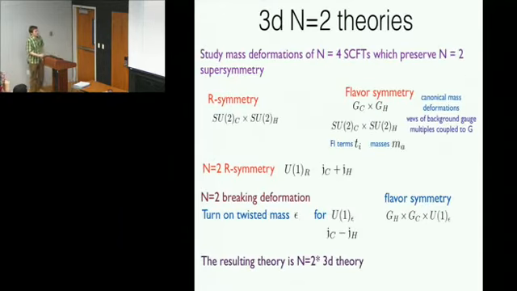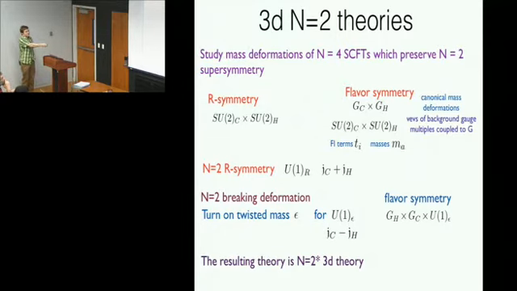So in 3 dimensions, we're going to study supersymmetric mass deformations of N=4 superconformal field theories, which preserve an N=2 3D subalgebra. So its R symmetry is SU(2)_C cross SU(2)_H. C and H stand for Coulomb and Higgs. The flavor symmetry is again a product of two groups, and these flavor symmetries act on the canonical mass deformations of the theory, which you can introduce by turning on some values of the background gauge multiplets, which are coupled to the flavor symmetry.